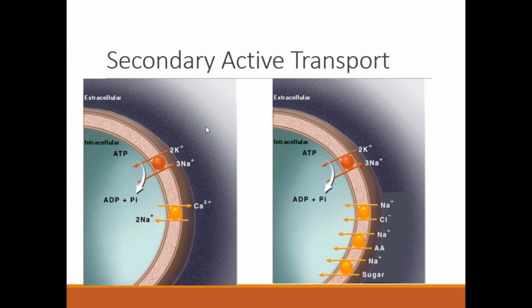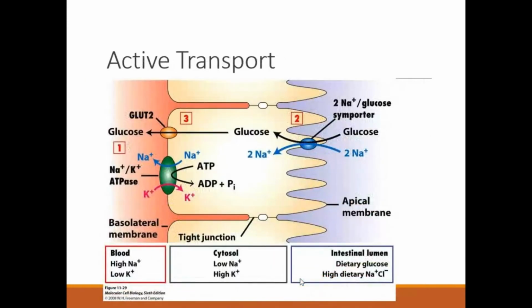And by using a major primary, like our sodium-potassium pump, we can use that sodium concentration as a bit of a universal currency, because we can have a symporter with sodium and chloride to pump chloride in, sodium and amino acids to pump amino acids in, sodium and glucose to pump glucose in. We can drive any number of secondary active transporters based on the efforts of the primary. You'll see that practically when we do digestion.